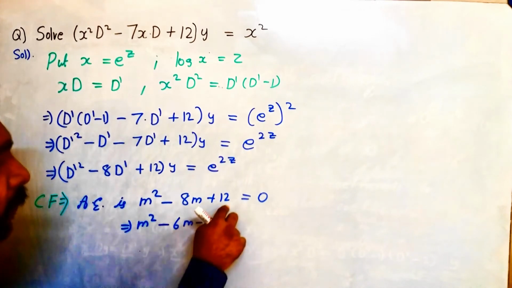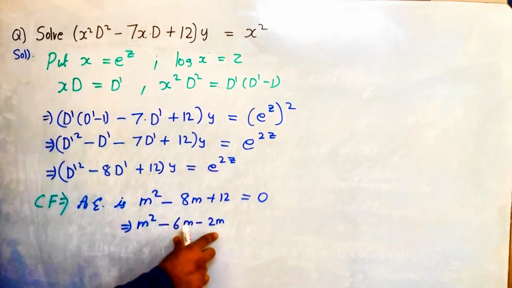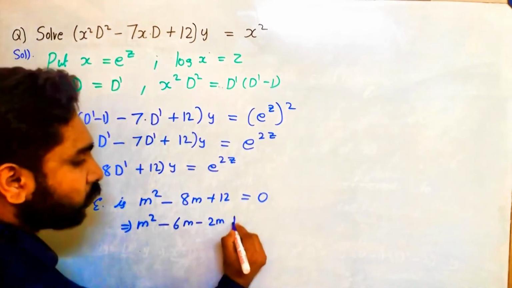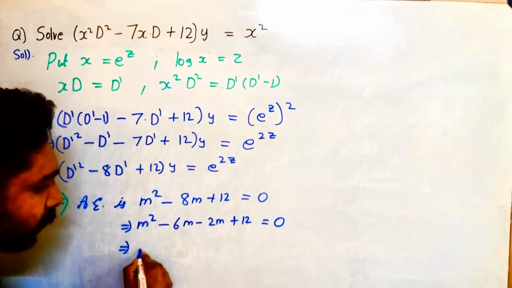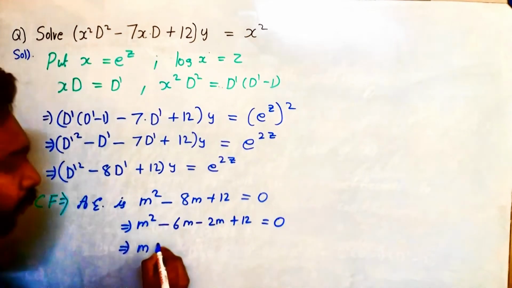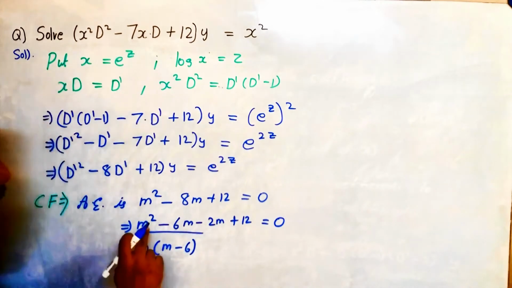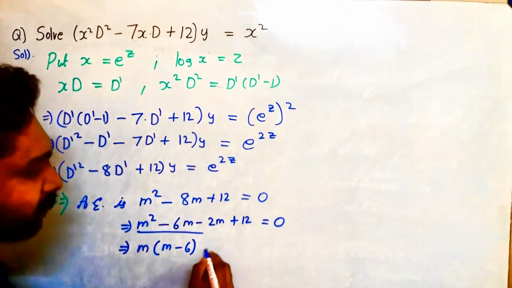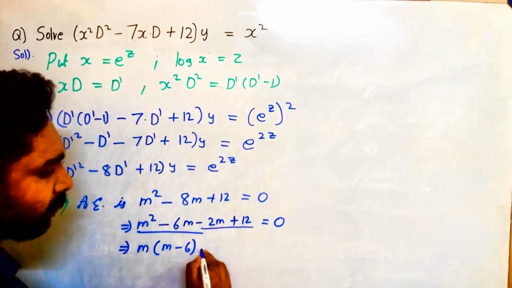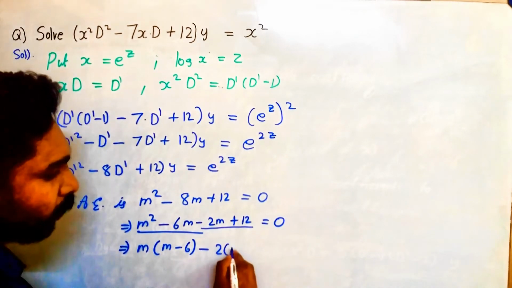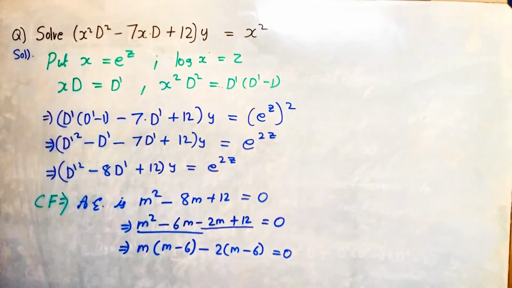square, means the multiplication of the first and the last terms. So these are the correct factors. Plus 12 equal to 0. That implies, taking m as common, m minus 6 in the first two terms, I can write as m into m minus 6. Taking minus 2 as common in these terms, I can write it as minus 2 into m minus 6. That is equal to 0.